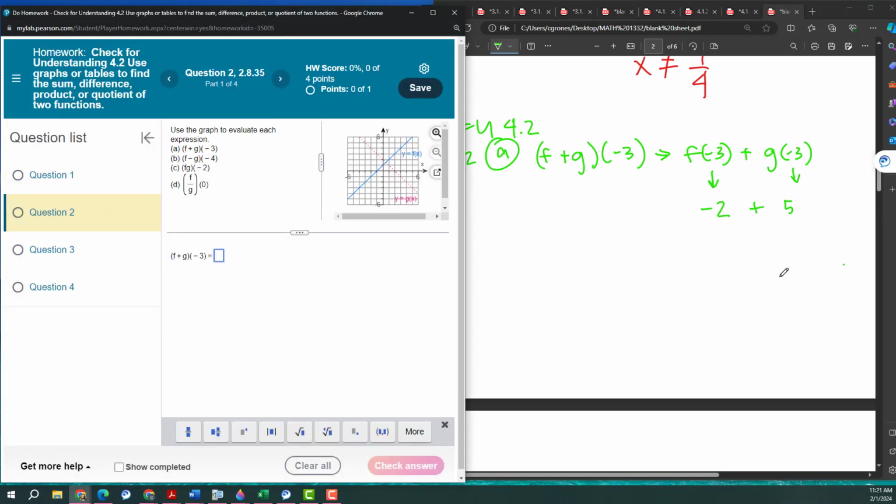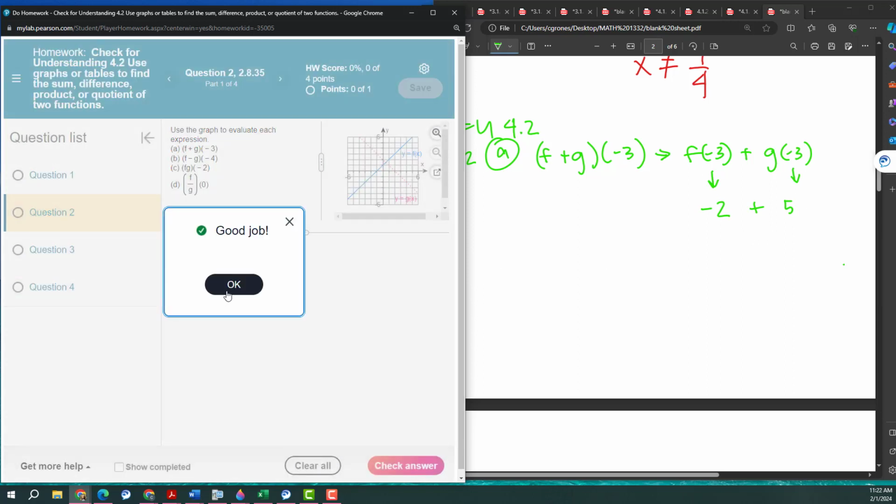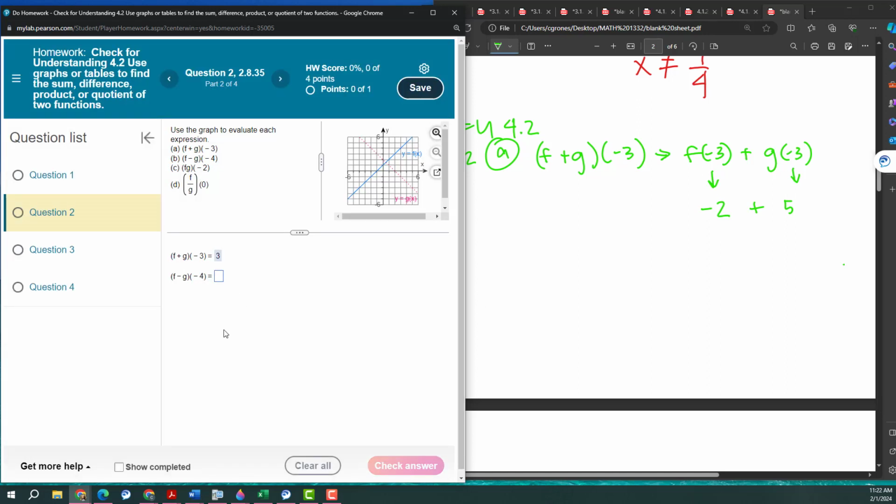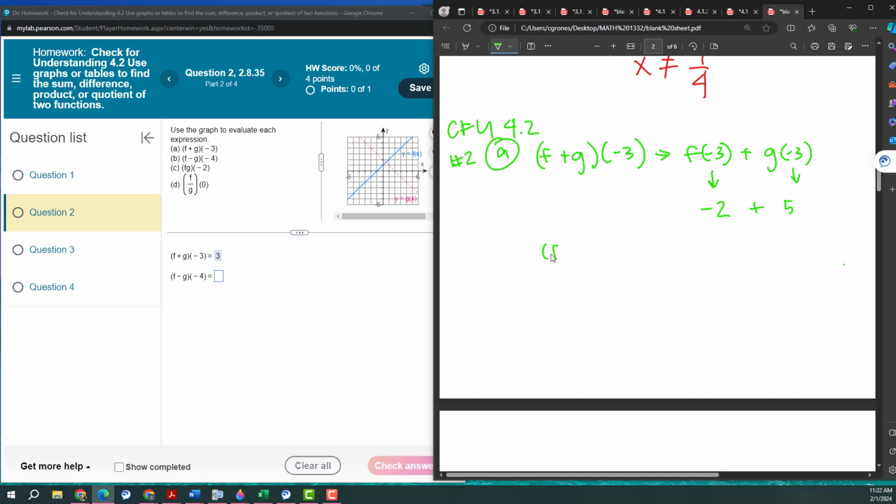-2 plus 5, or 5 minus 2, is 3. So really the same answer. Okay. Part B, f minus g, and then we're looking at -4. So f minus g at -4. That's going to be f of -4 minus g of -4. I did the same thing, negative and negative.